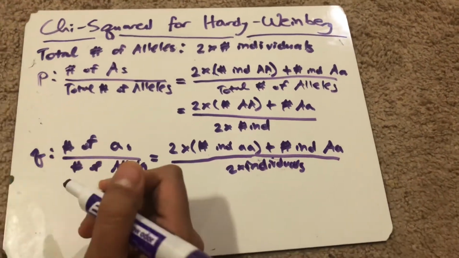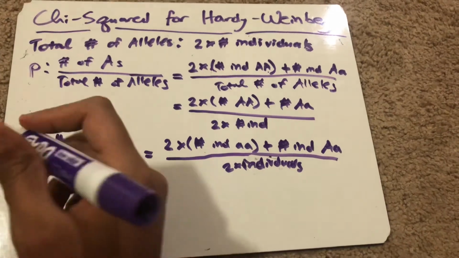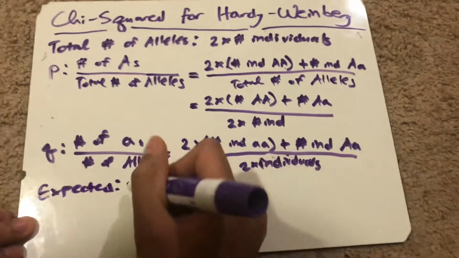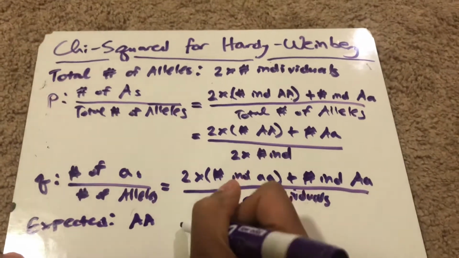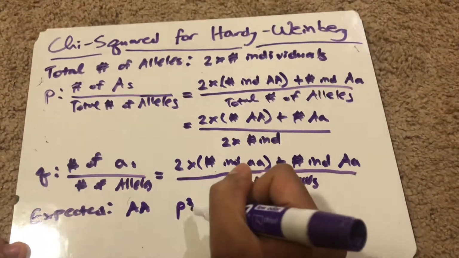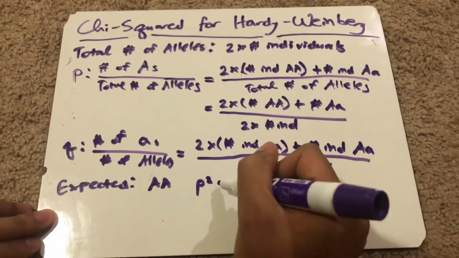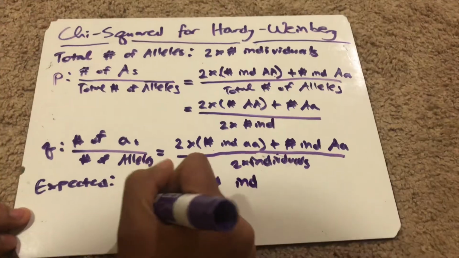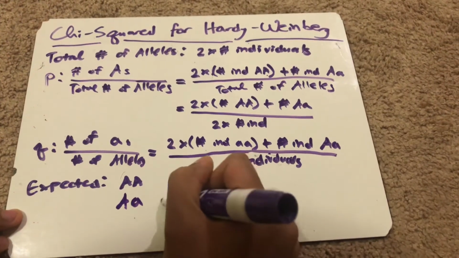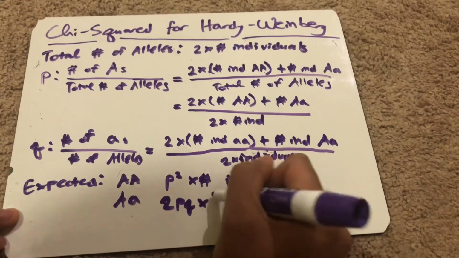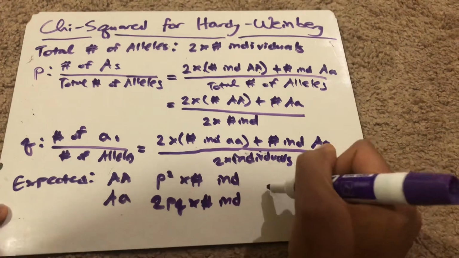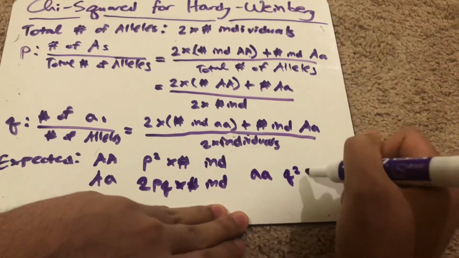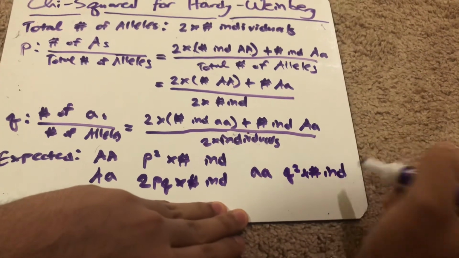So now, the other important thing for Hardy-Weinberg chi-squared problems is you need the expected, okay? The expected values for big A is going to be p squared, because that's the homozygous dominant frequency, times the number of individuals, okay? Big A little a, heterozygous, is going to be 2pq times the number of individuals. And finally, little a, the homozygous recessive, is going to be q squared times the number of individuals, okay?